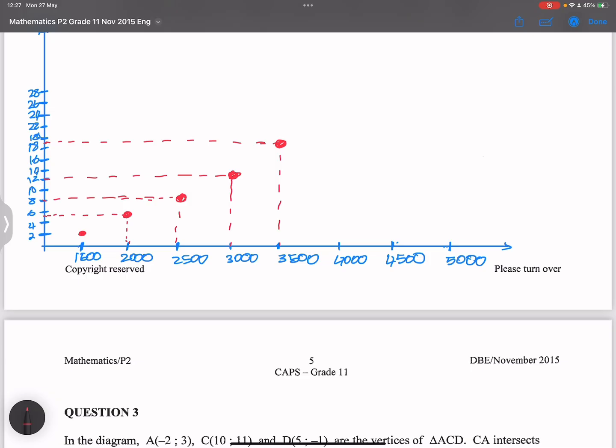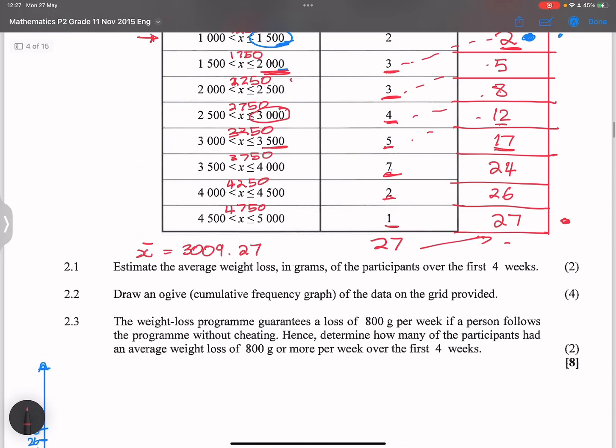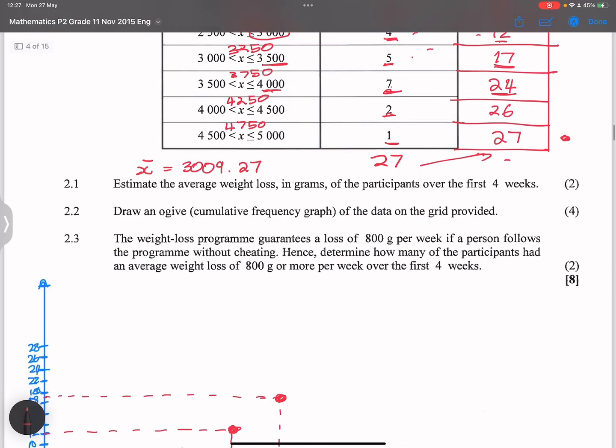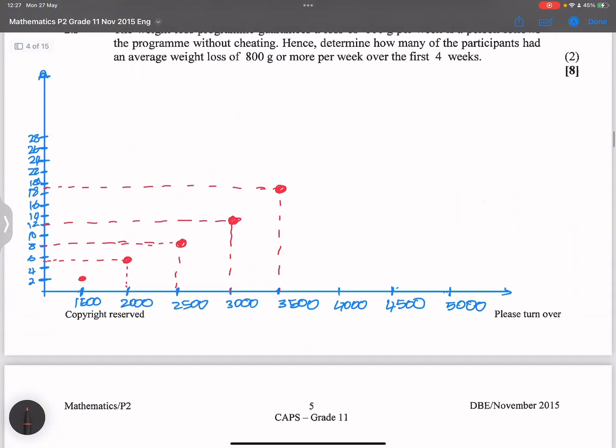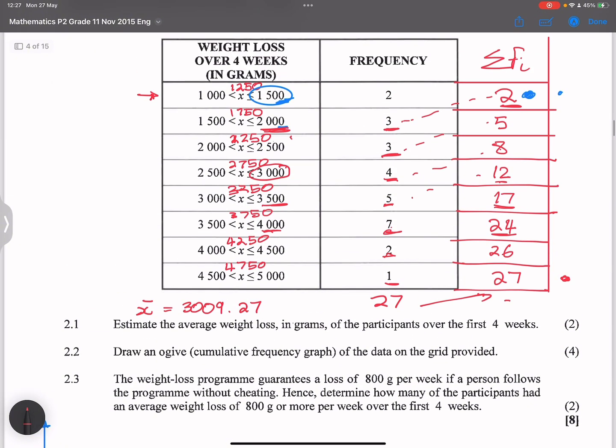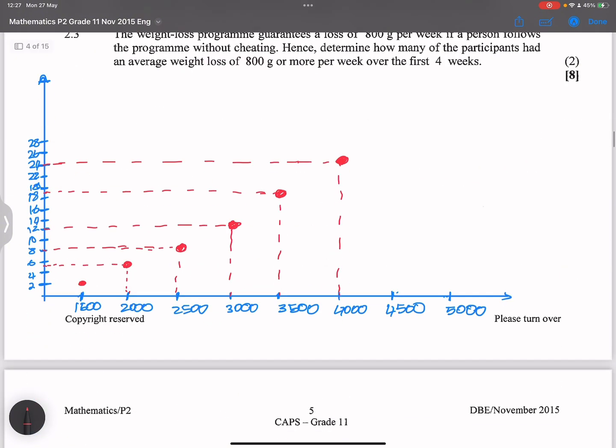Right, and then at 4,000, the value is 24. So there's 24 over there. There is my point. At 4,500, I've got 26. And finally at 5,000, I've got 27.